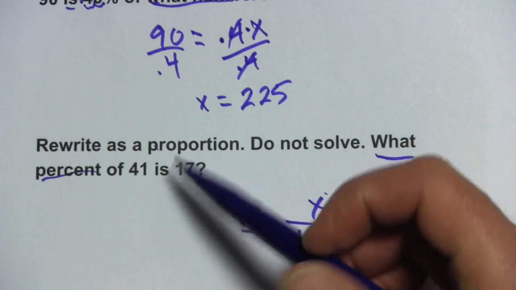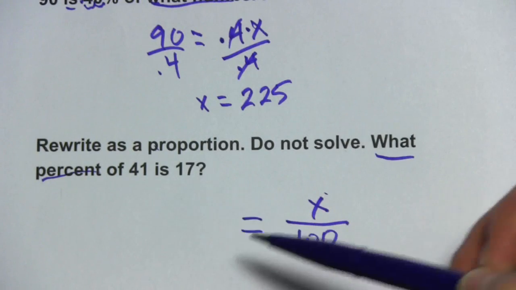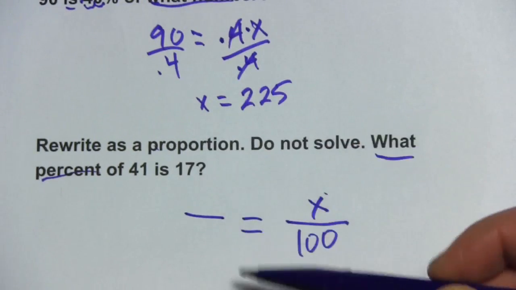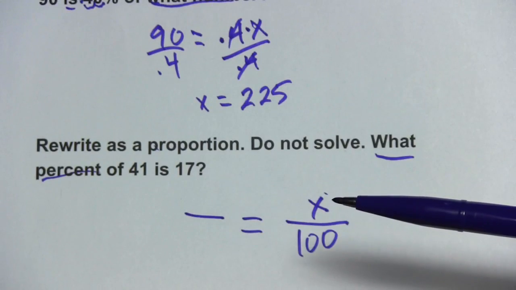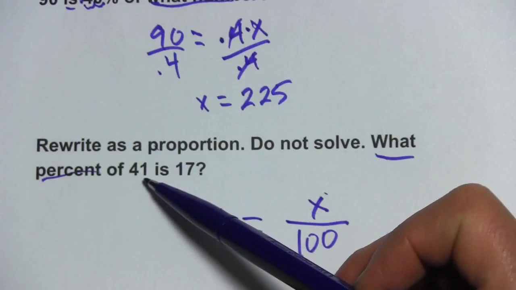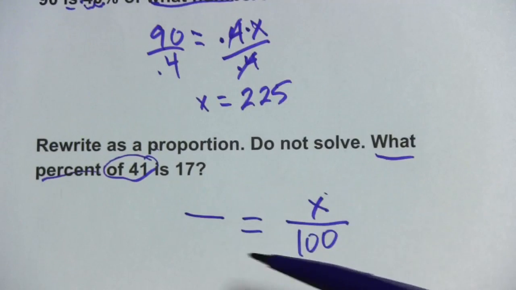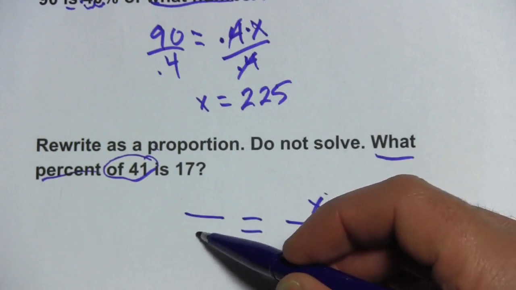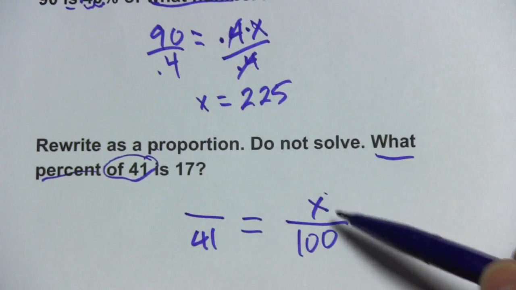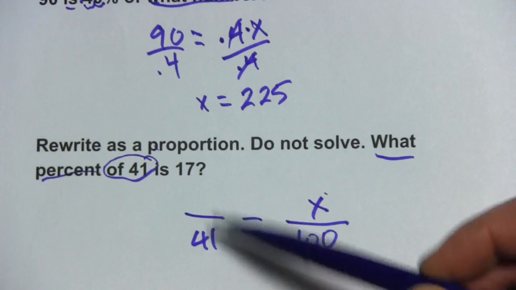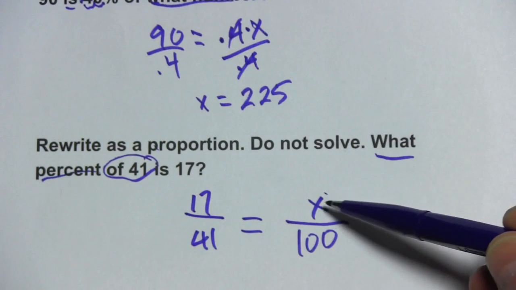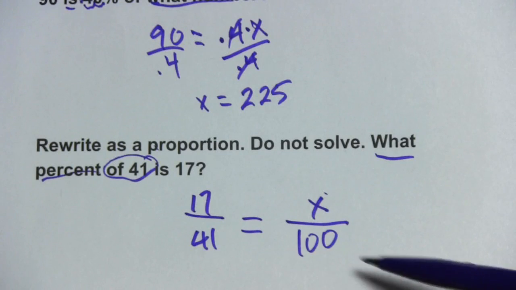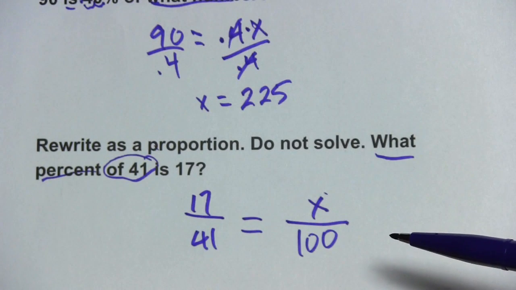And now they're saying what percent of 41 is 17. The only other part we have to do here is figure out where the 41 and the 17 go, at the top or the bottom. If it's of 41, that's our number on the bottom. Just like the percent is of 100. This is of 41. So 17 out of 41 is going to be the same as x out of 100. That's our proportion for this one. So that's a little bit of work with percents.